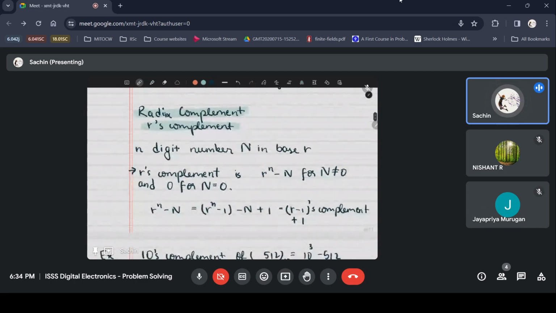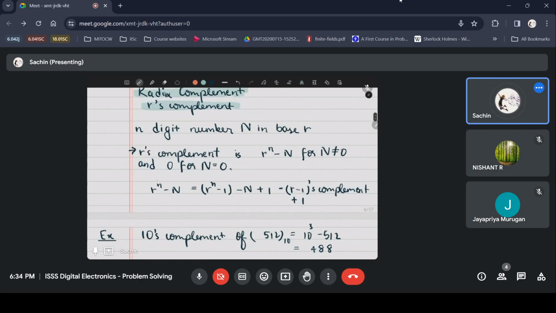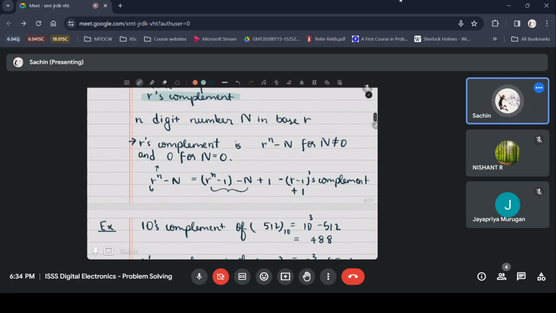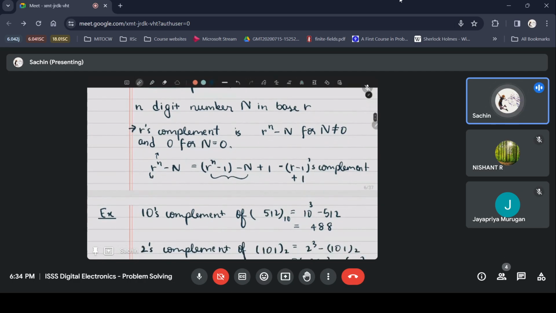And then we have the radix complement, which is the r's complement. In binary it's the 2's complement. Which is nothing but, if there are n digits in your number in base r and capital N is your number, it's r power n minus capital N. And you can add and subtract a 1 to write it as r power n minus 1 minus capital N plus 1. So this quantity is your r minus 1's complement, and you're adding a 1 to that. This is for numbers not equal to 0. For the number 0, the 2's complement is 0 itself.